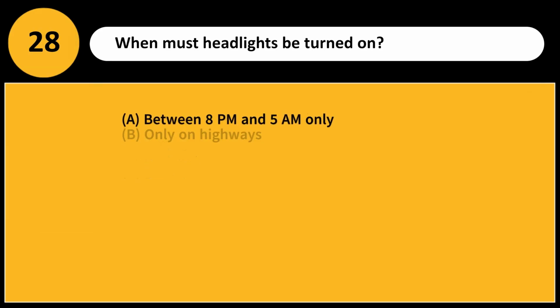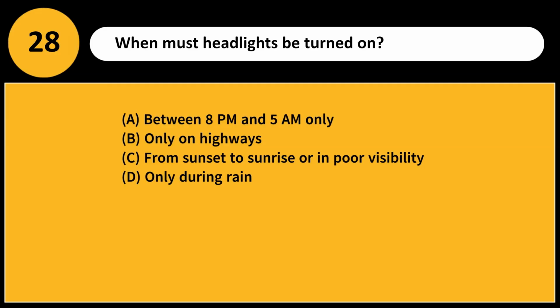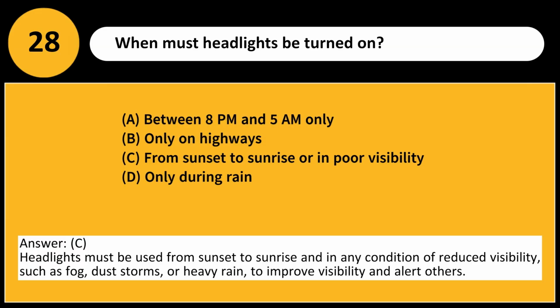When must headlights be turned on? A. Between 8 p.m. and 5 a.m. only. B. Only on highways. C. From sunset to sunrise or in poor visibility. D. Only during rain. Answer: C. Headlights must be used from sunset to sunrise and in any condition of reduced visibility, such as fog, dust storms, or heavy rain, to improve visibility and alert others.